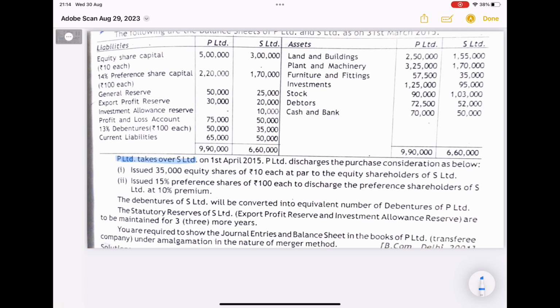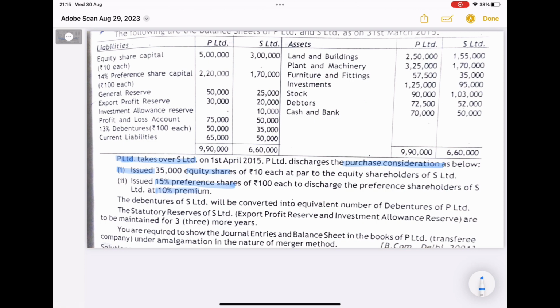P Limited discharges purchase consideration as follows. The following information is related to purchase consideration. First point, issued 35,000 equity shares of 10 each at par, which means 35,000 into 10 we have to calculate. Remaining, issued 15% preference shares of 100 each to discharge the preference shares of S Limited at 10% premium. So we have issued purchase consideration in the terms of shares. One is equity shares, another one is preference shares.